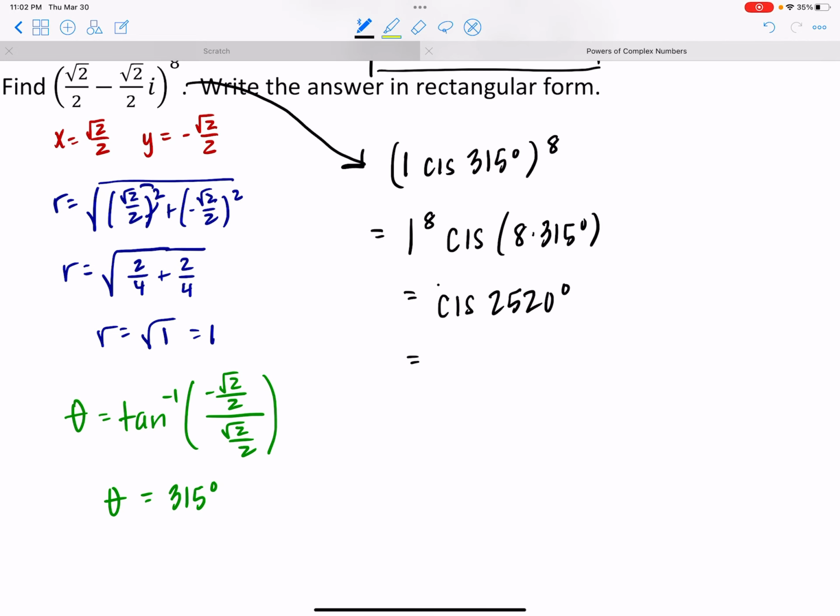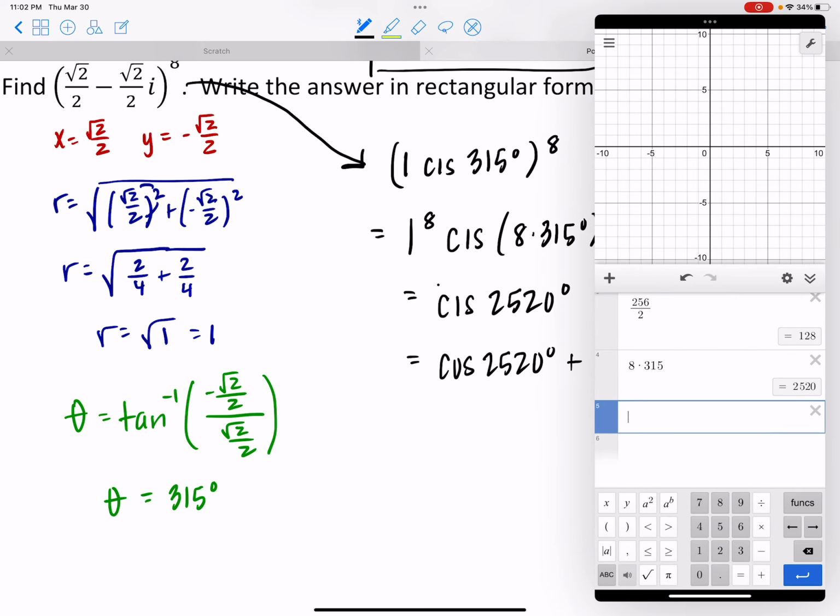So this is 1, which we don't need. Cosine of 2,520 plus i times the sine of 2,520, and we've got to figure out where in the world that is. So I'm going to take my 2,520, and I'm going to keep subtracting out 360 till I find a coterminal angle that is explicitly on my unit circle.